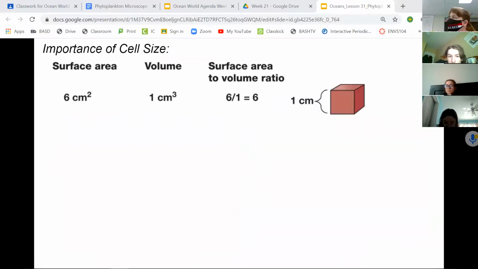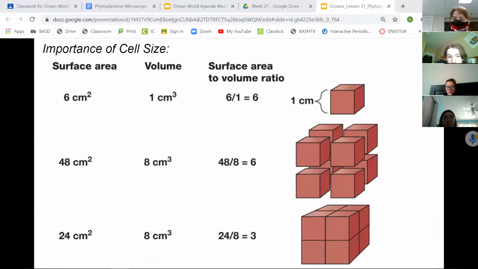Okay, next slide we don't need. It talks about cell size and surface area to volume ratio, but you had that in bio.